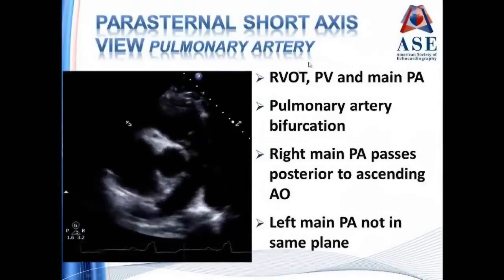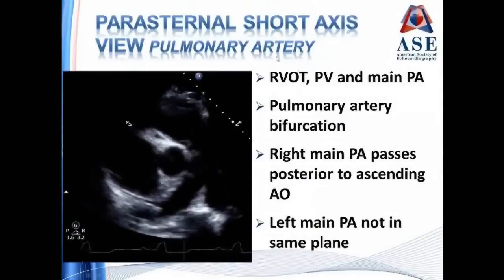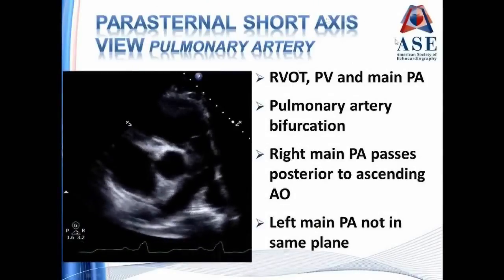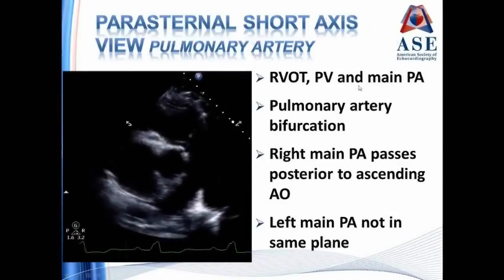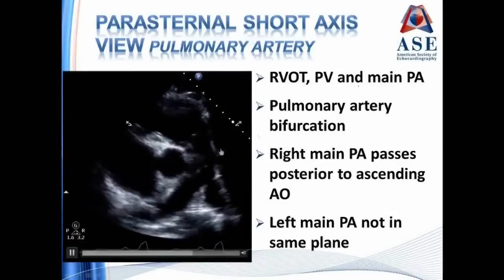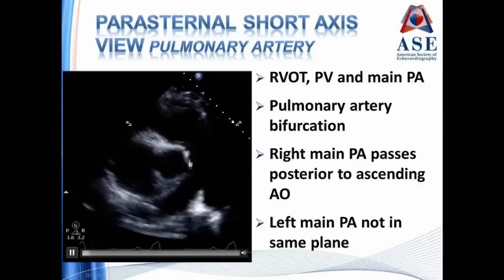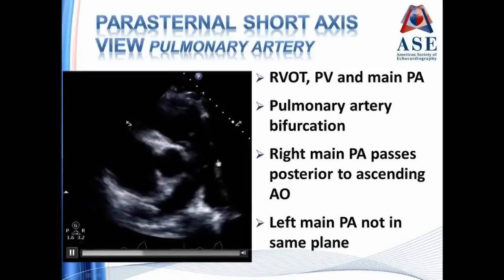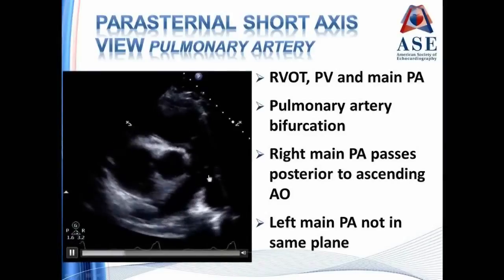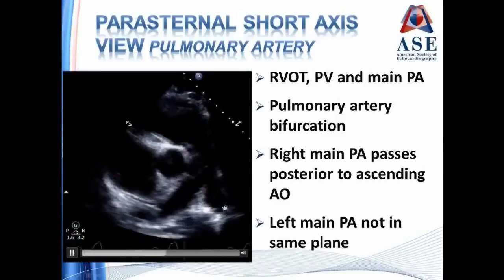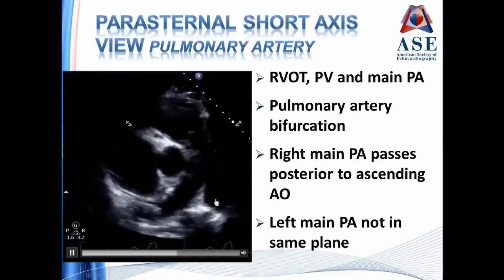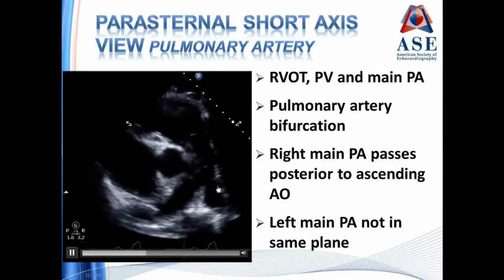If the transducer is moved slightly medially, the parasternal short axis view of the pulmonary artery can be seen. Here is the aortic root. The pulmonic valve level is here. This patient has a dilated main pulmonary artery. The right pulmonary artery passes posterior to the aorta. This is the left PA. They're often not in the same plane, and the transducer has to be angled to see both pulmonary artery branches.